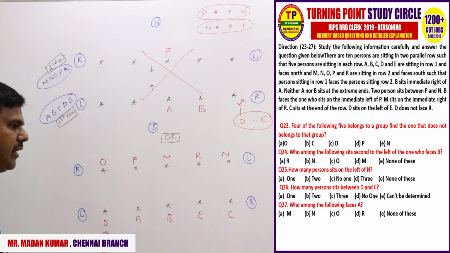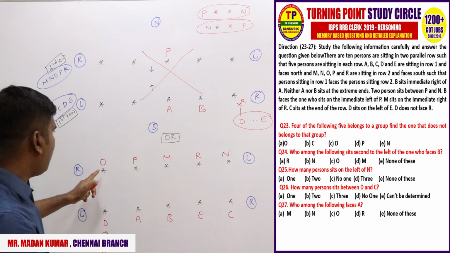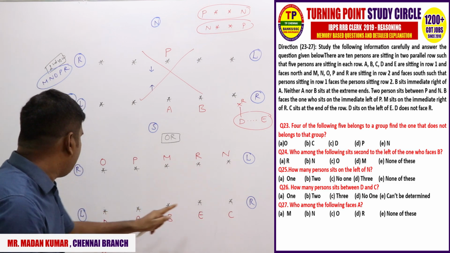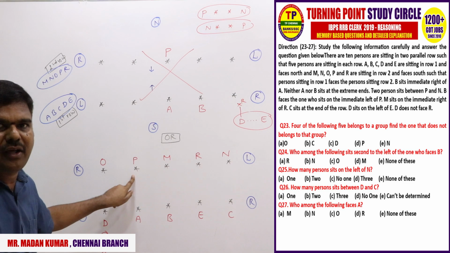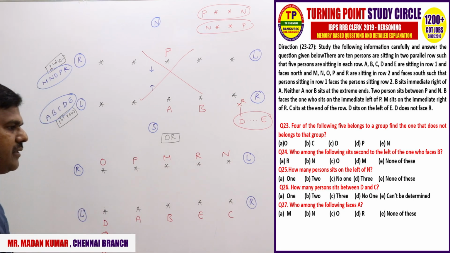What is the first question being given? Four of the following five belong to a group. Find the one that does not belong to that group. What are they? O, C, D, P, N. All are in the corners except P. P is the answer, the fourth option. Go ahead with the fourth option. 24. What is the next question?